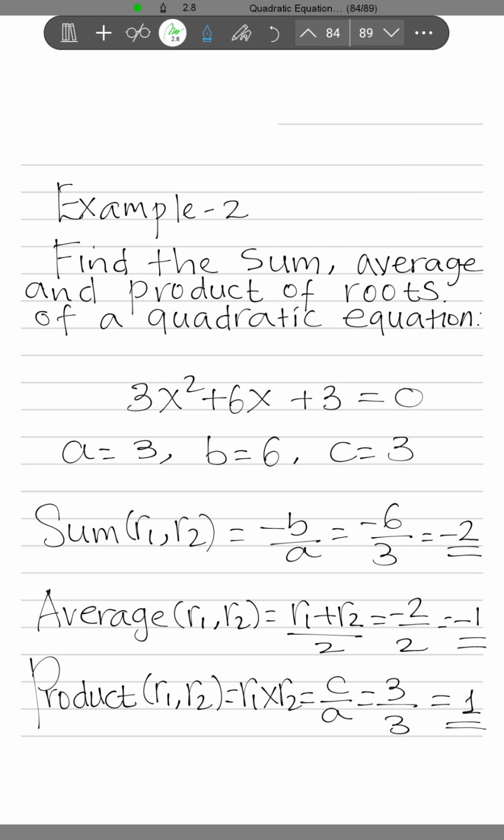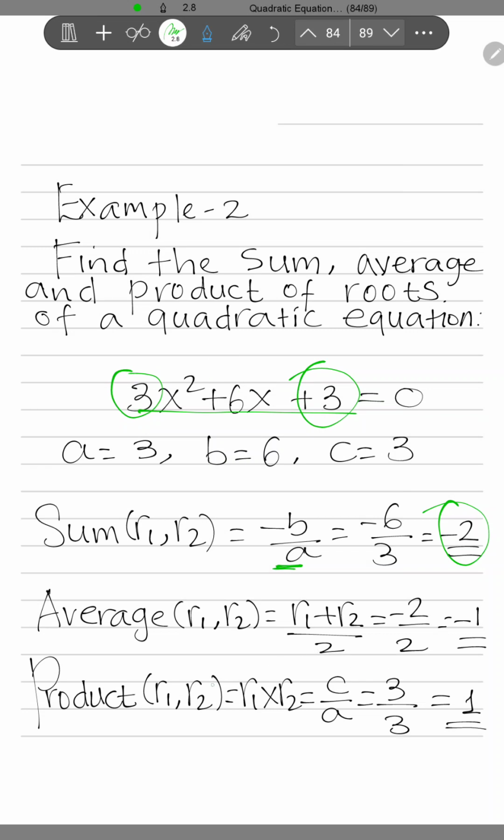Let's have another example here. We find the sum, the average, and the product of roots of a quadratic equation 3x squared plus 6x plus 3 is equal to 0. A is equal to 3 because it's in standard form. We don't need to do anything in rearranging it to the standard form. It's already given to us in standard form. A is 3, B is 6, C is 3. The sum of the roots is minus b over a, which is minus 6 over 3, minus 2. The product of the roots is c over a, which is 3 divided by 3, 1.